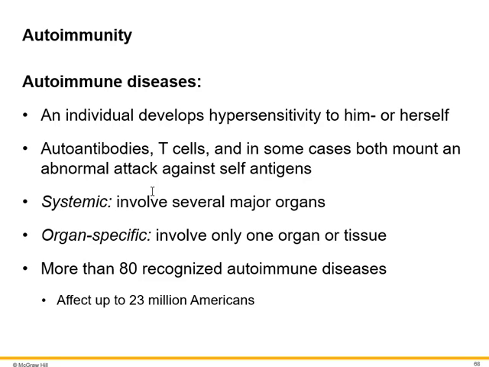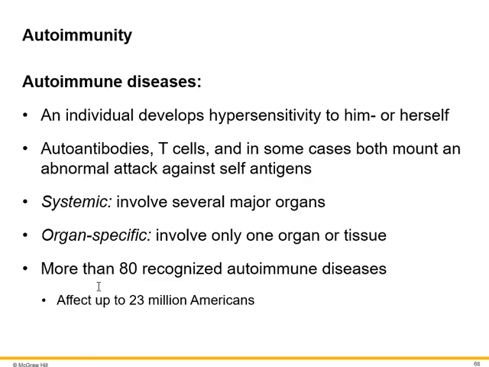So an individual develops hypersensitivity to himself or herself, and you have these autoantibodies, T cells, in some cases both, that mount an abnormal attack against self cells. So you have systemic kinds that involve major organs and flow through the whole system, and organ-specific ones that only involve one organ or one tissue. And I'm going to have you identify what organ in the cases where they're not systemic.